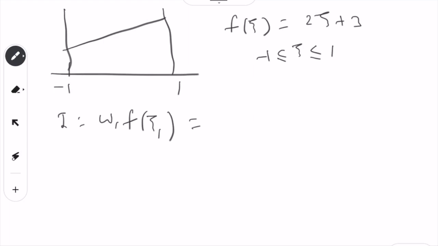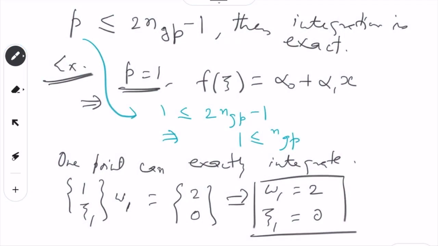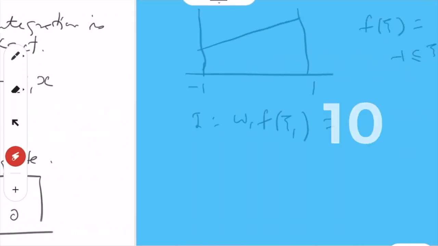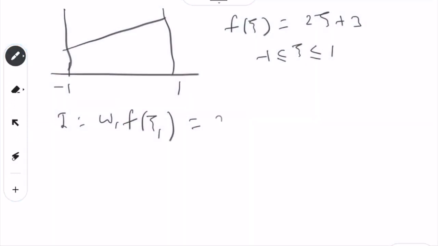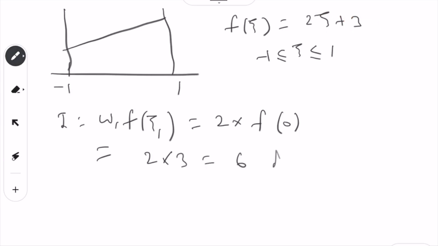Where W1, we have calculated, W1 is equal to 2 and xi equal to 0. So equal to 2 into f at 0, is equal to 2 times, xi equal to 0, put it here, so it becomes 3, so we get 2 times 3 is equal to 6 is the answer.